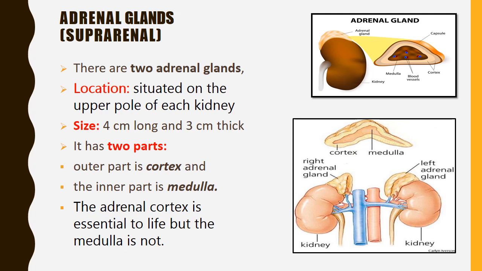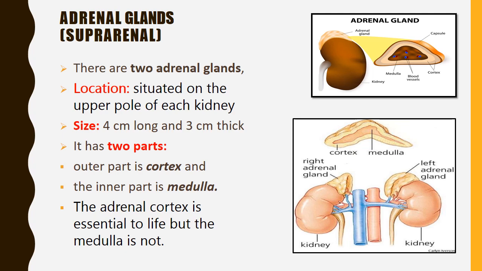Adrenal glands are also called suprarenal glands because they are located on the kidneys, on both sides. So we can say suprarenal glands. There are two adrenal glands, in the upper side of both kidneys. Where is it located? It is situated on the upper pole of each kidney. Size is 4 cm long and 3 cm thick.